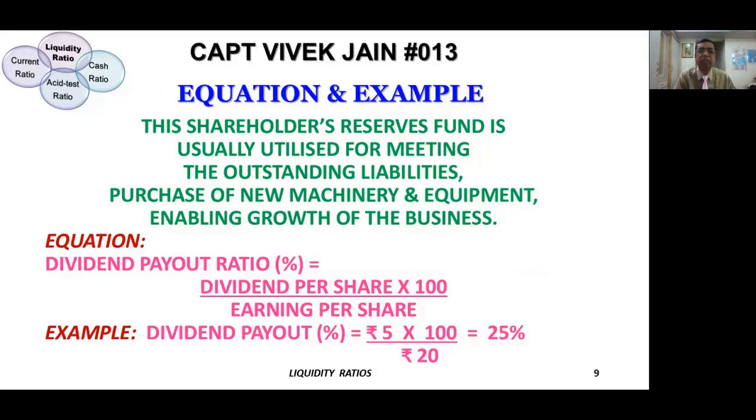The equation of the dividend payout ratio is simple. It is dividend which has been allocated and is distributed to the shareholder per share divided by earning per share multiplied by 100. As an example, if a company earns 20 rupees earning per share and the company decides to pay 5 rupees as the dividend, then 5 rupees divided by 20 rupees into 100 works out to 25%. That means the company has paid out 25% of its earnings as dividend to the shareholders and 75% has been retained in the company.